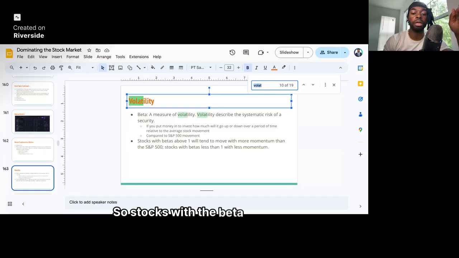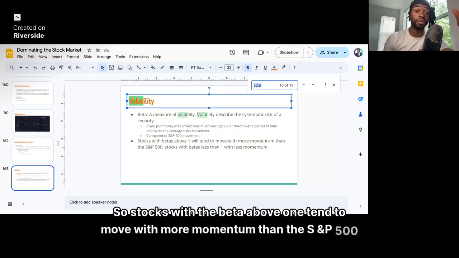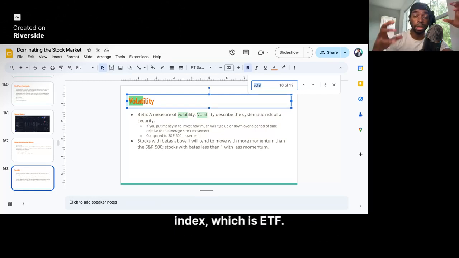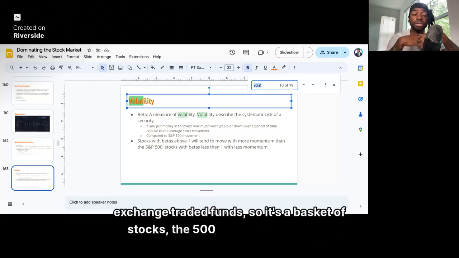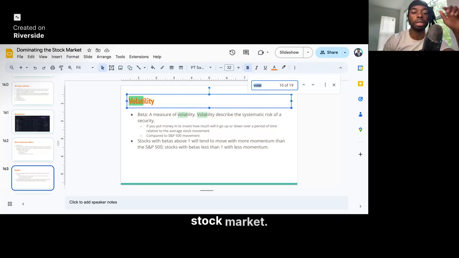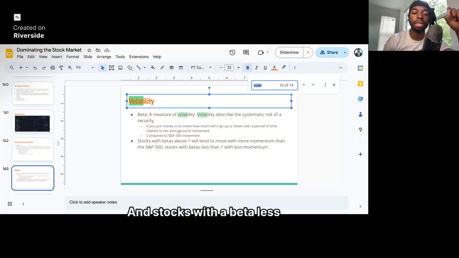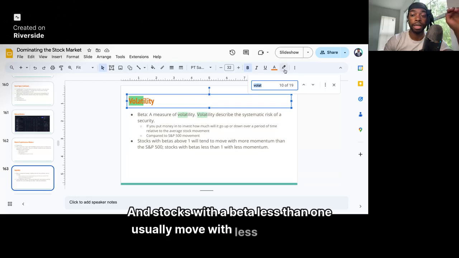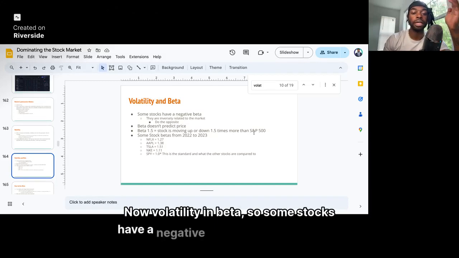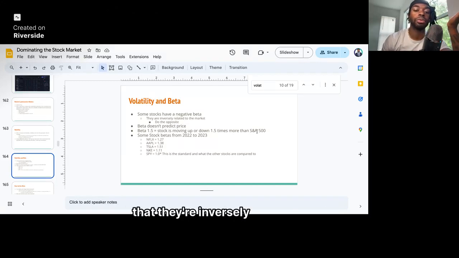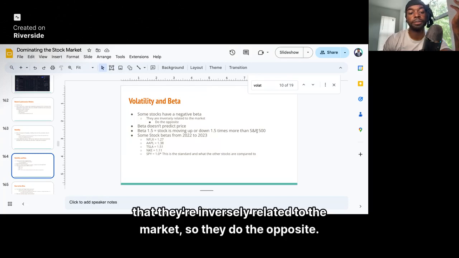So stocks with a beta above 1 tend to move with more momentum than the S&P 500 index, which is an ETF, exchange traded fund. So it's a basket of stocks, the 500 largest stocks in the stock market. And stocks with a beta less than 1 usually move with less momentum. Okay. Now, volatility and beta. So some stocks have a negative beta. So that just means that they're inversely related to the market. So they do the opposite.